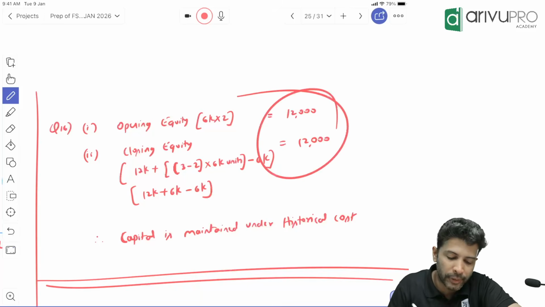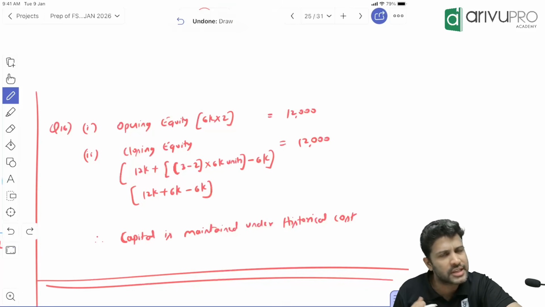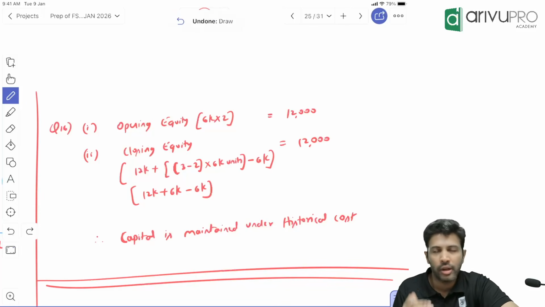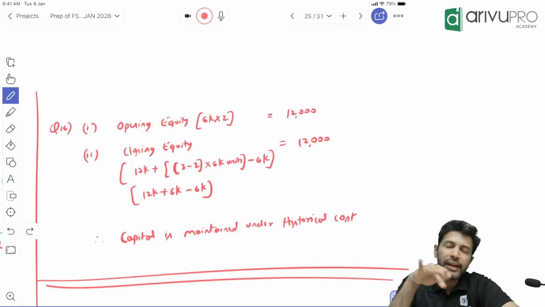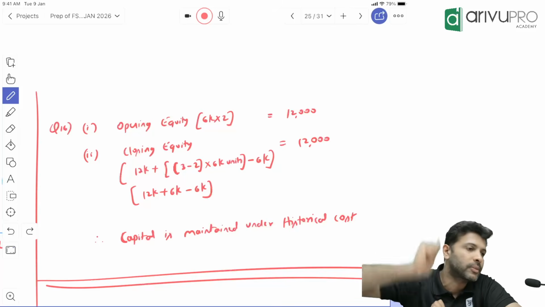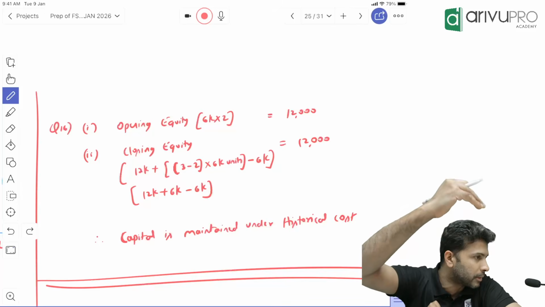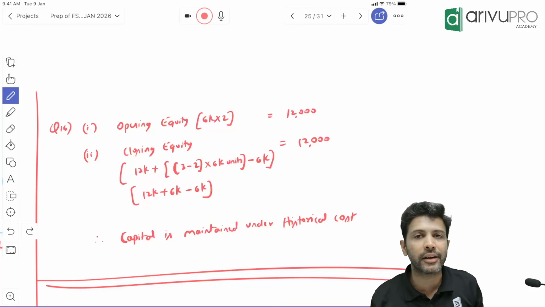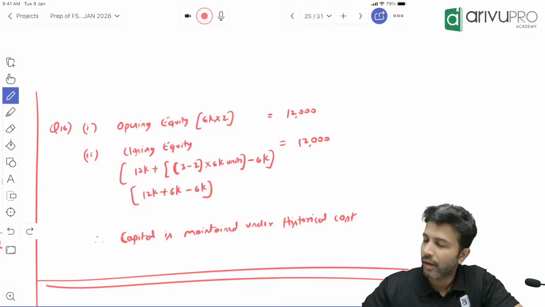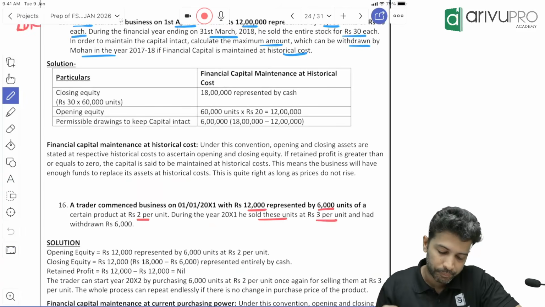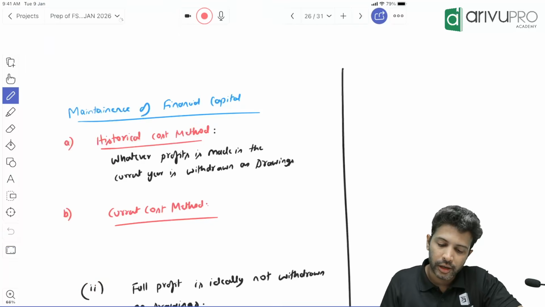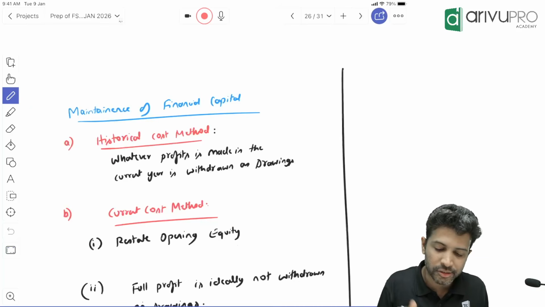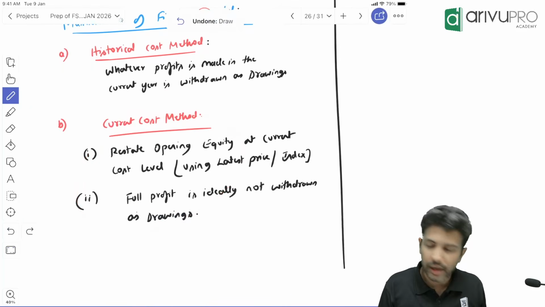As long as the opening equity and closing equity are same, we say capital has been maintained under historical cost model. Historical cost means that only. Maintain your closing balance of capital same as opening balance. Every year you keep doing the same thing. That's what financial capital maintained under historical cost says. And now let's go to question number 17. Now this is not historical cost. This is maintaining capital under current cost method.